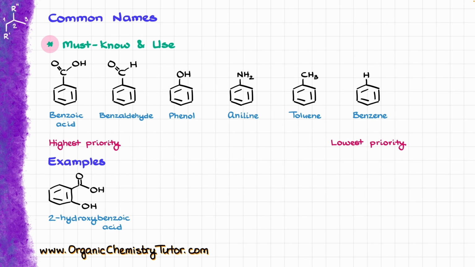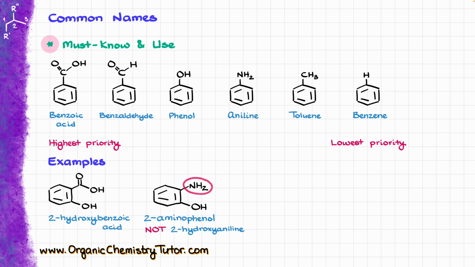For instance, let's say we have this guy over here, the salicylic acid. We have the carboxylic acid and we have the OH. So, since my carboxylic acid has a higher priority, I do have to name this molecule as the derivative of a benzoic acid rather than a derivative of a phenol. So the IUPAC name here is going to be 2-hydroxybenzoic acid, or as I've mentioned, the common name for this one is salicylic acid.